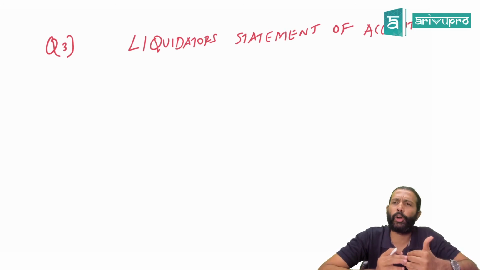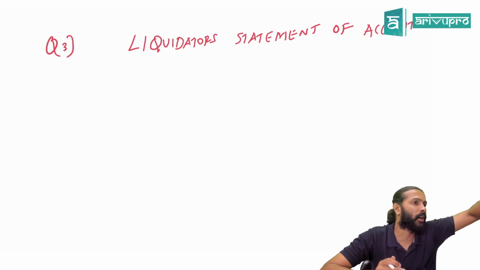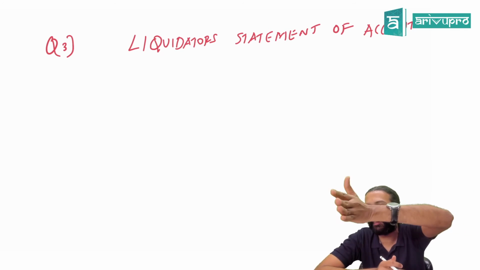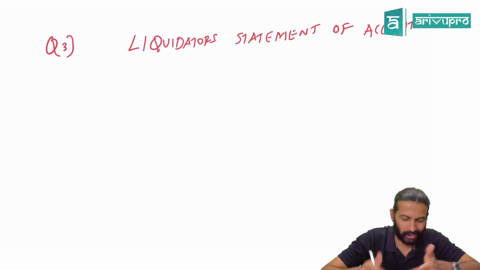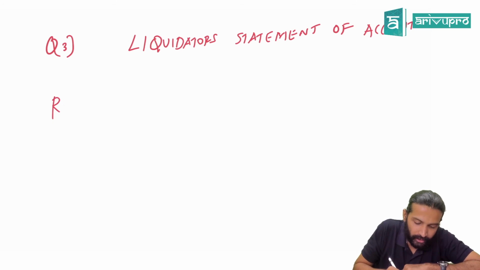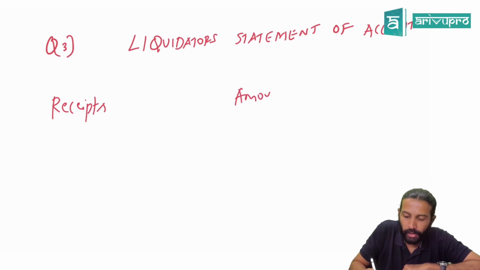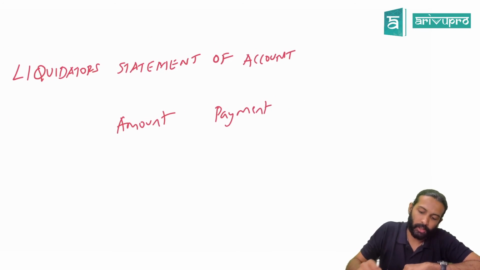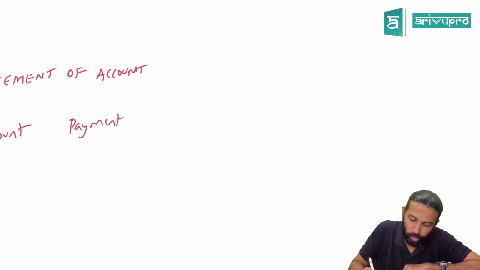So in a cash account, what do you do? All the receipts you show on the debit side, and all the payments you show on the credit side. That's the format for the liquidator's statement of account also. So basically, you will write receipts and amount, payments and amount. Same as a cash account, no change. Make those columns, or rather 4 columns.